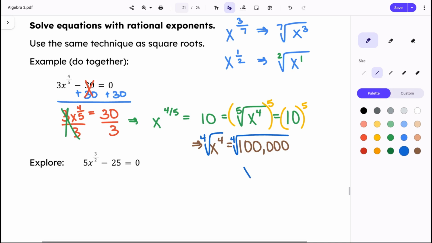Can we take the 4th root? Do you guys have a calculator? Can you try that? It's a decimal. So what did you get for your decimal? 17.78.